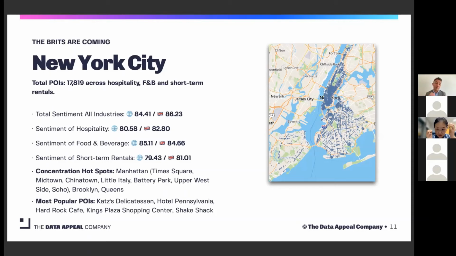But this is just to show you how powerful the tool can be, where we can drill down into a specific location, and then we will be able to tell you exactly what they're saying about Katz's Delicatessen, for example. I'll show you this on these other slides.